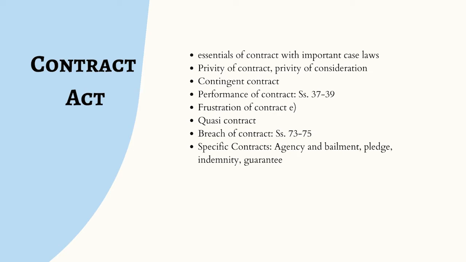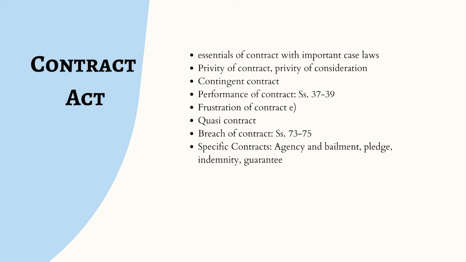Last is specific contracts, under which you are going to find 5 different types of contract, out of which the most important ones are agency and bailment. If I particularly talk about agency, just try to cover the sections which talk about who is eligible to become the agent or who is eligible to become the principal, right? What are the liabilities of the agent, what are the liabilities of the sub-agent, and how agency could be terminated, right?